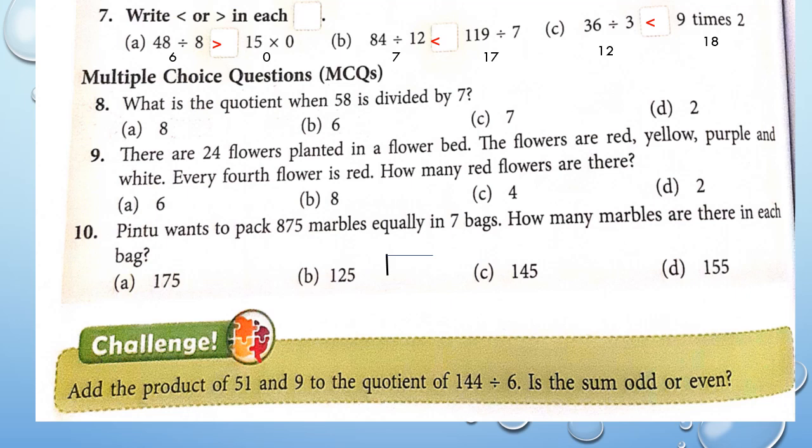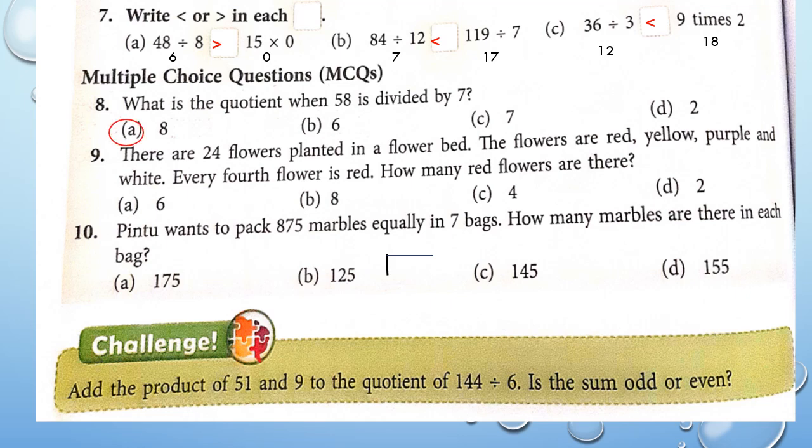So 7 eights are 56. Now the question has asked what is the quotient, not the remainder, because 58 minus 56 is equal to 2. 2 will be the remainder. So the quotient will be 7 eights are 56. So 8. So circle on A, 8.